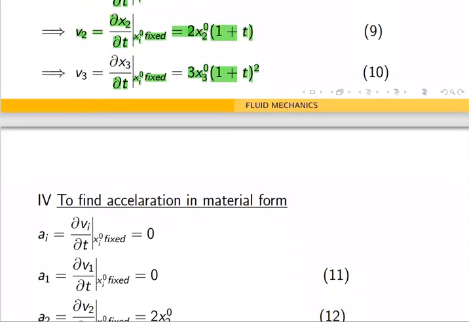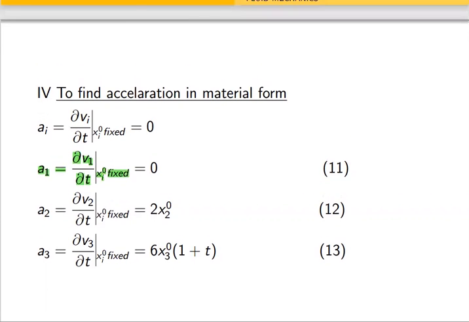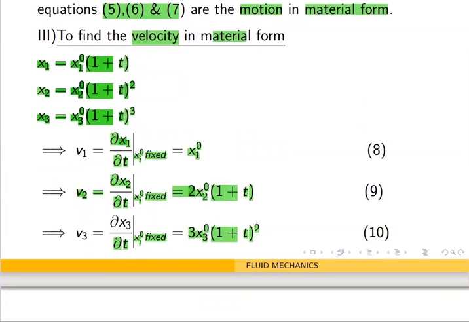Okay, so acceleration now. a1 is nothing but dou v1 by dou t, xi naughts fixed. So look at v1. Just now we have done equation 8: v1 is nothing but x1 naught. There is no t at all here, so a1 is 0.